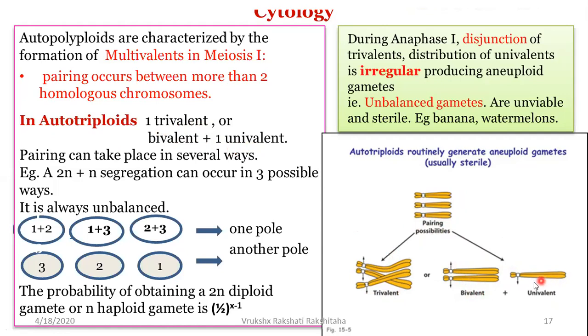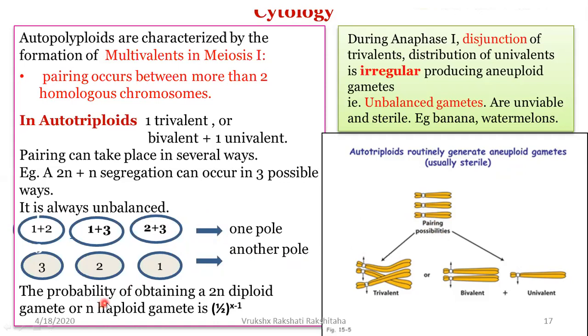Now again, in case the bivalent and the univalent is formed, that is, if 2n plus n segregation takes place, then what are the different types? Out of these three chromosomes, the first chromosome and the second chromosome may move towards one pole, and the third chromosome may move towards the opposite pole. Or the other possibility is that the first and the third chromosome may move to one pole and the second chromosome may move to the other pole. Or the second and the third chromosome may move towards one pole, whereas the first chromosome may move towards the other pole. So you can see there is a large variety of possibilities.